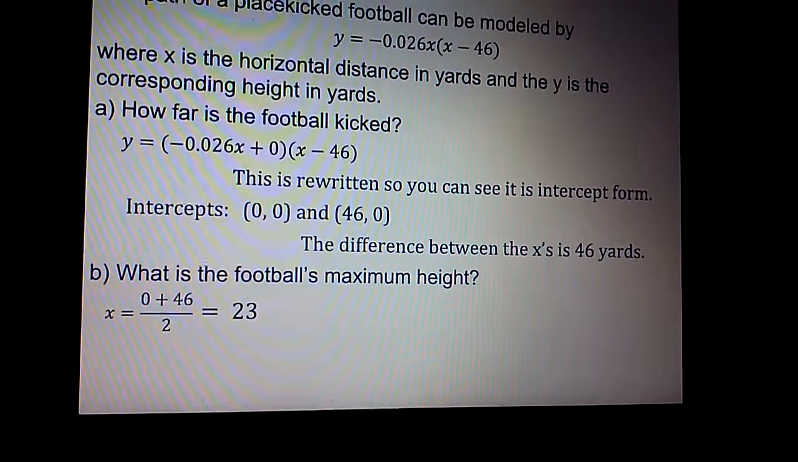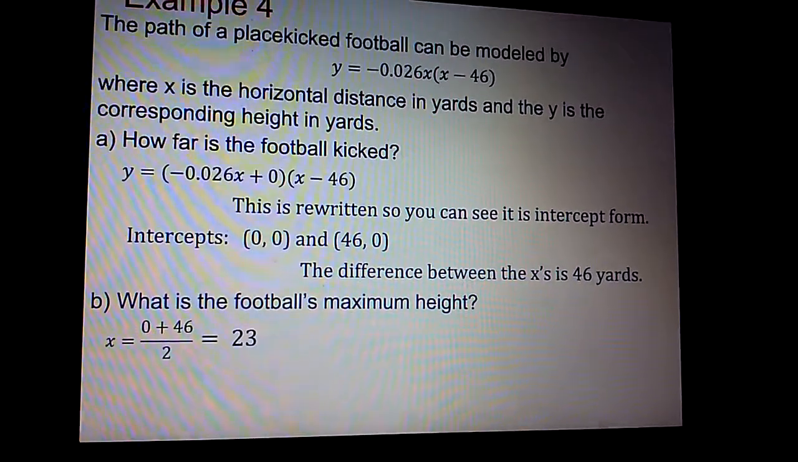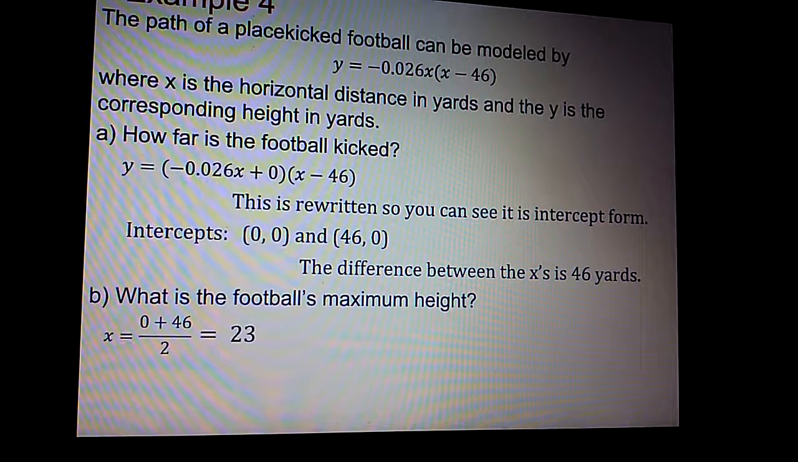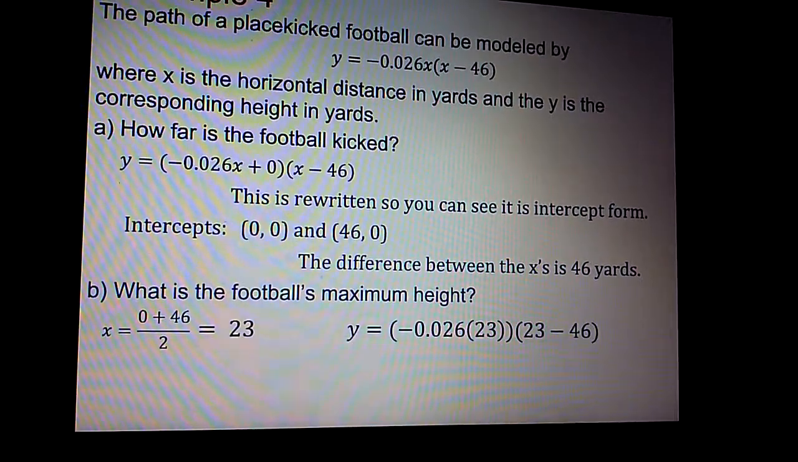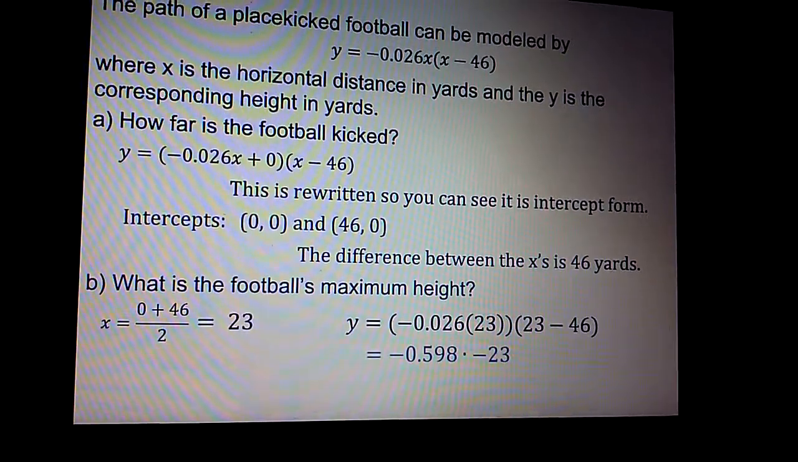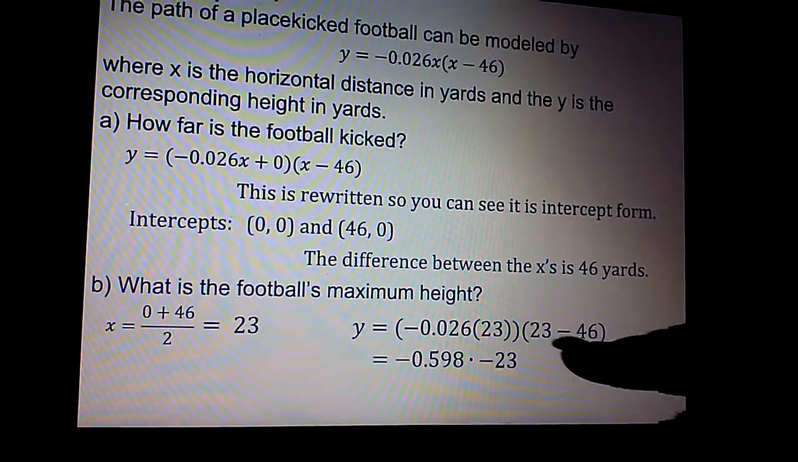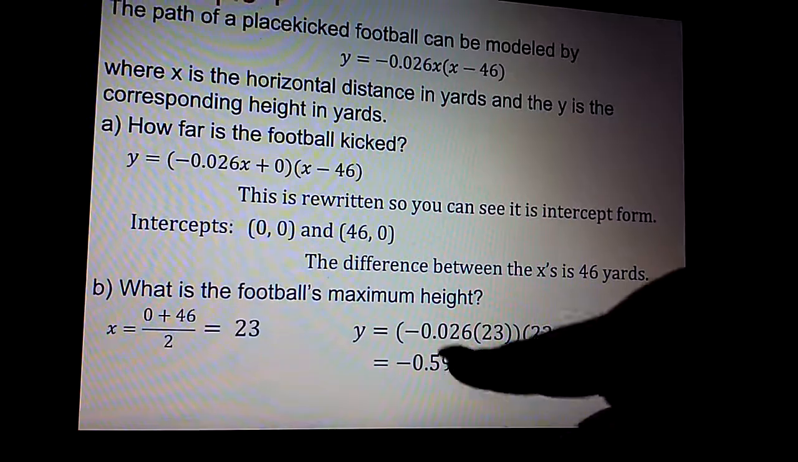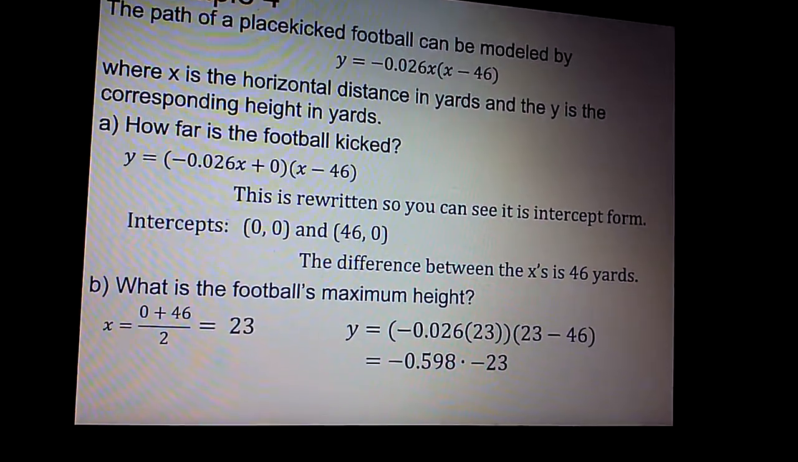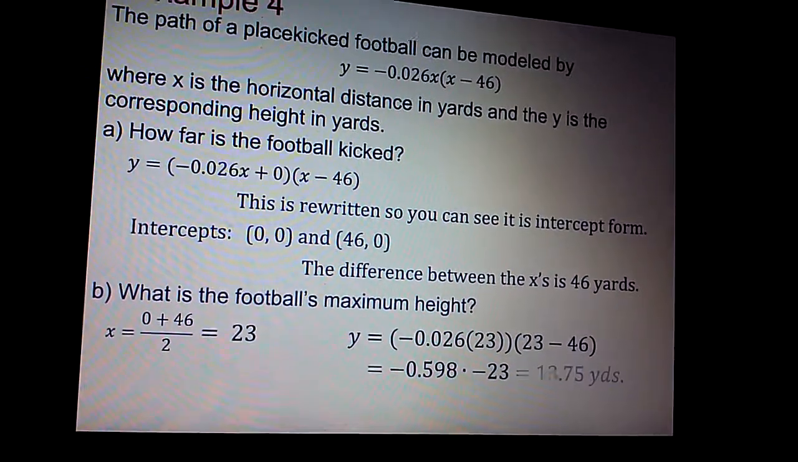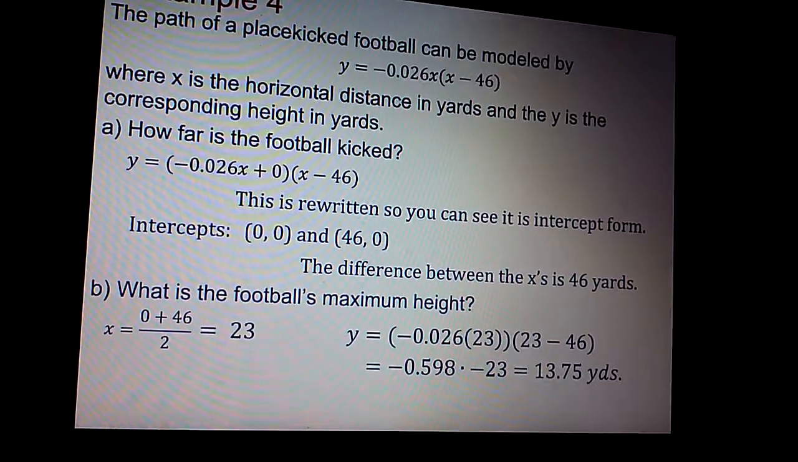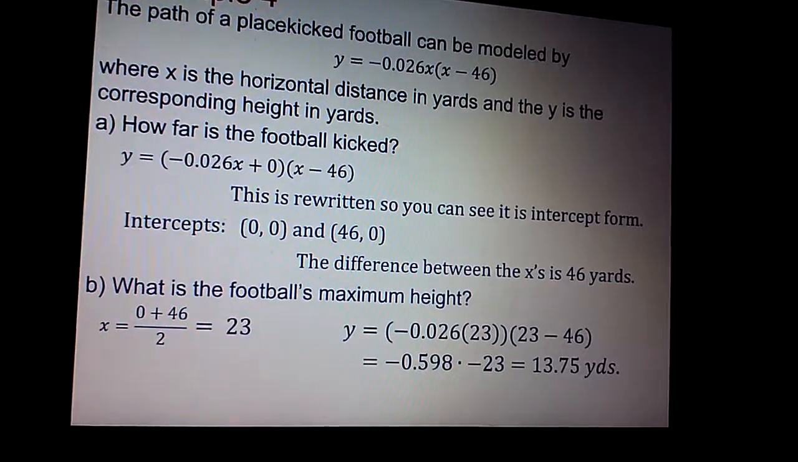So our axis of symmetry is at 23. We want that because now we're going to take the 23 and plug it back into the original equation. We do this math. So what you're doing is you're multiplying these two things, you're subtracting these two, and then you're multiplying the two answers that you get. So this tells you that the football went 13.75 yards in the air.